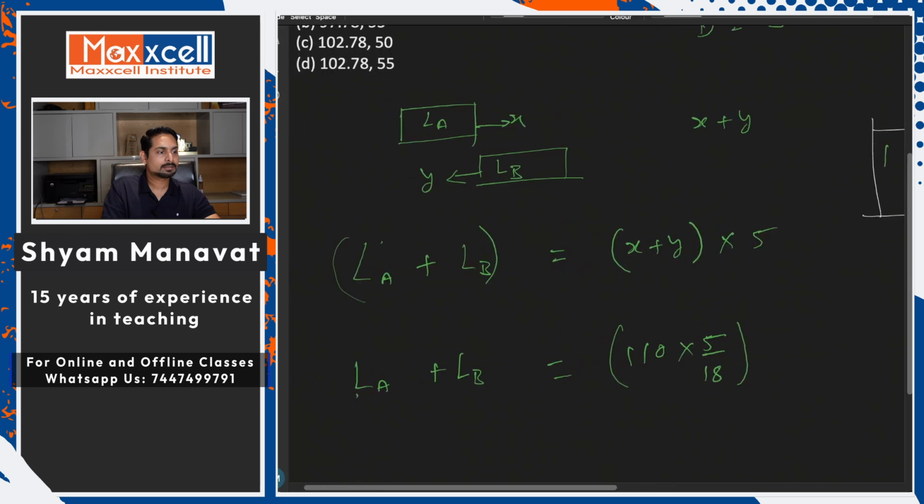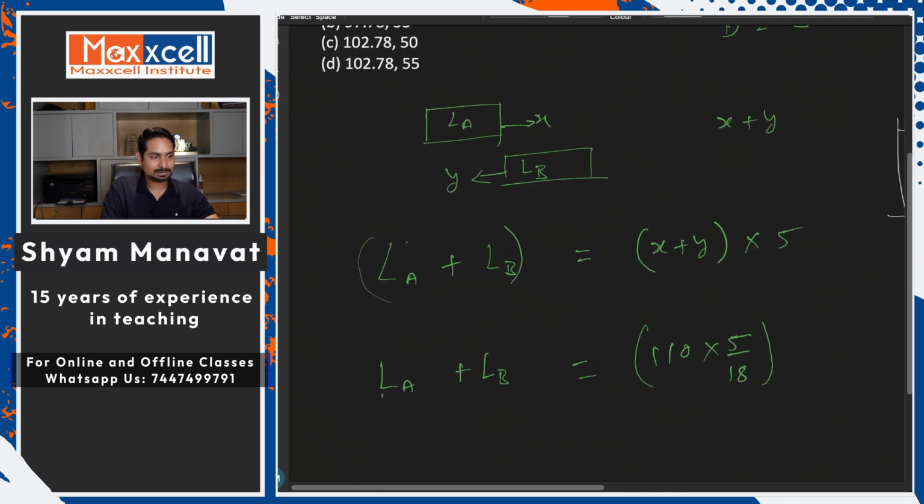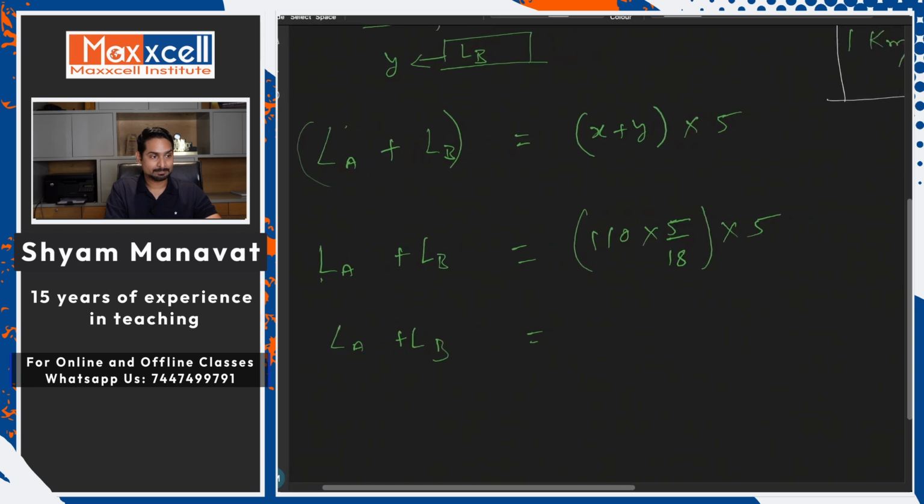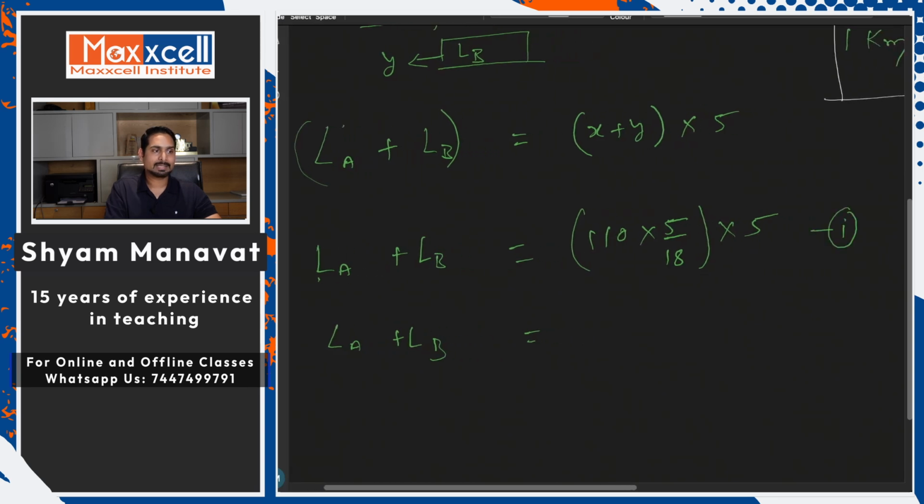Keep in mind, although we have discussed this in the concept builder videos, multiply by 5 by 18. So I got length of A plus length of B. I will not simplify this as of now. You can simplify this and do the calculation, but let me keep it like this. That's the sum of both lengths.